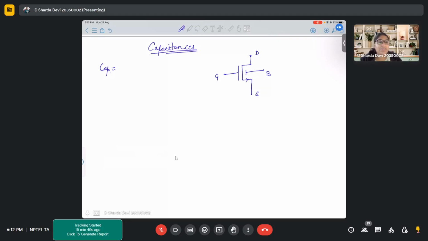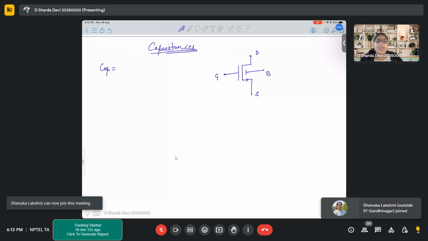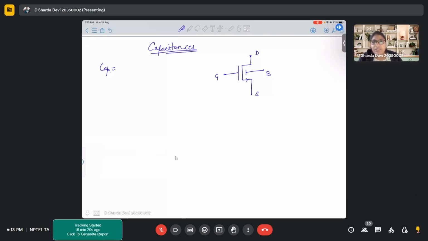These capacitances come into picture because there might be a profile that you are thinking of. Let's say you wanted a gain and you have designed an amplifier, and you are expecting uniform gain throughout your frequencies, but that doesn't happen. What actually happens is you start seeing gain degradation, and the main reason behind that is the presence of capacitances in the system.